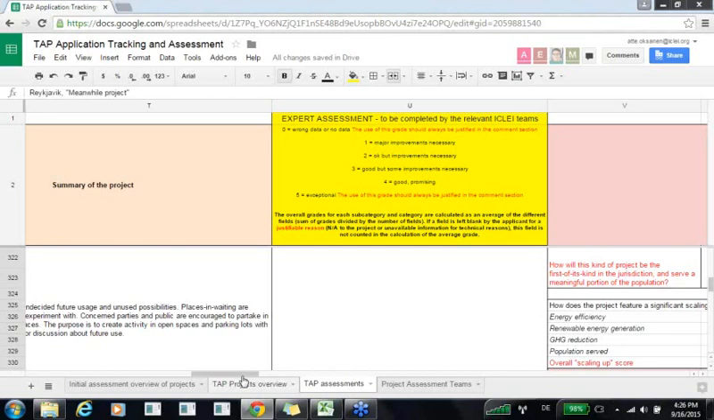Then there's 1, major improvements necessary, so that would be the lowest grade that would not necessarily have to be justified. Then there's 2, okay, but improvements are necessary. 3, good, but some improvements may be necessary. 4, good, it's promising. And then 5, that's exceptional.